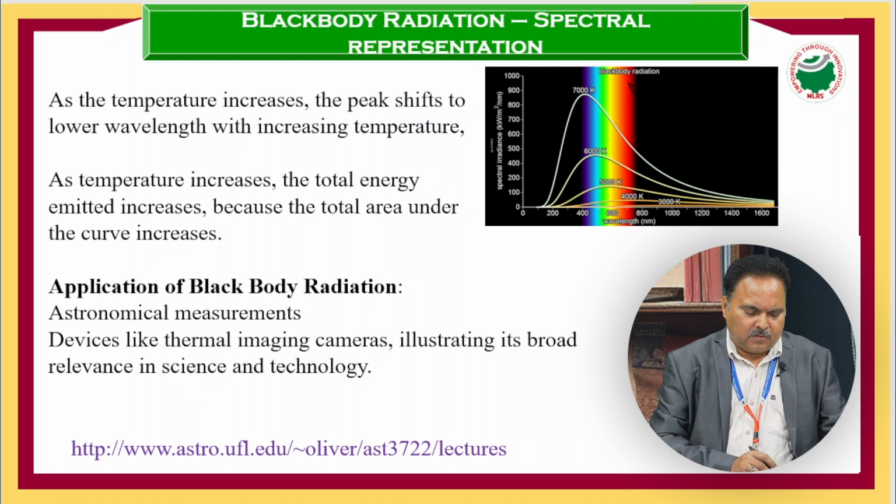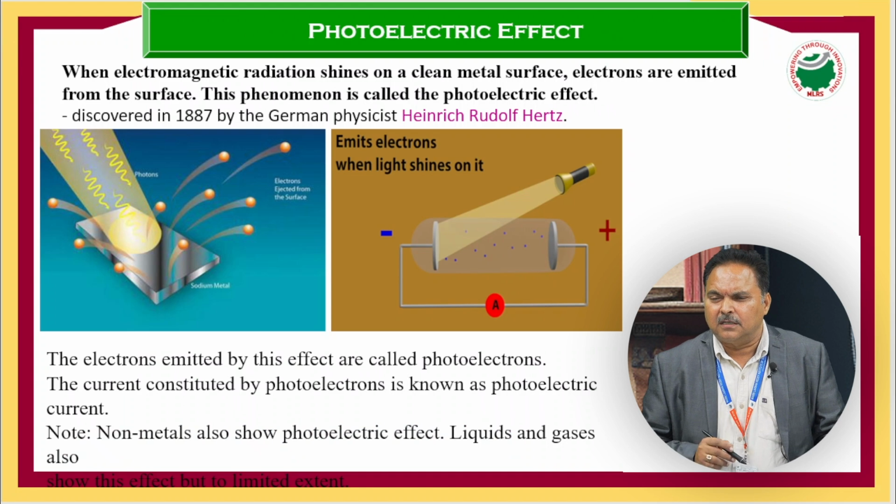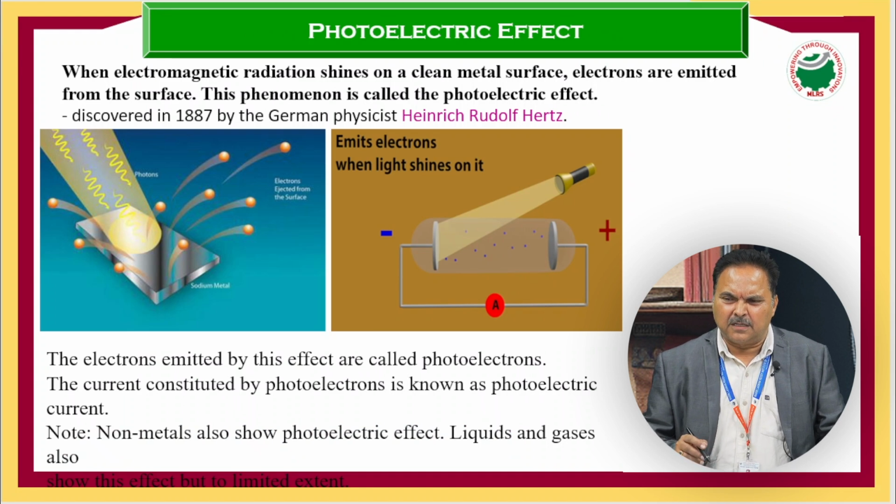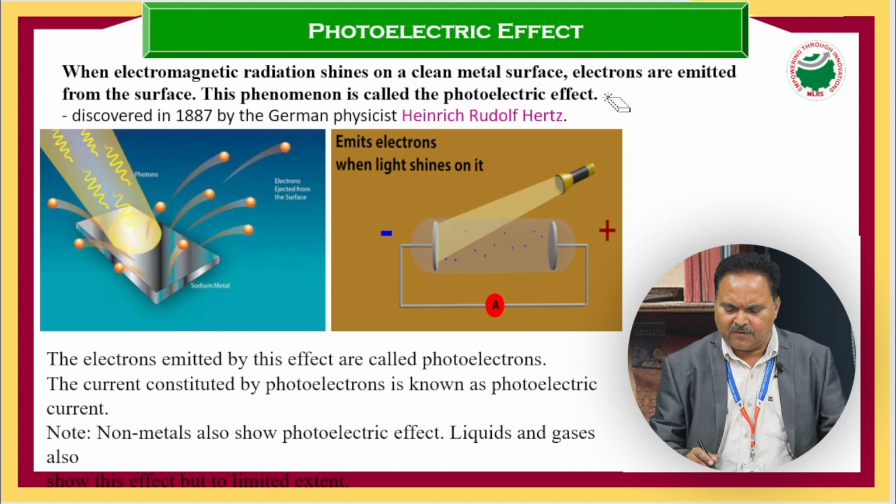Okay, so now there is a second one. The second thing classical mechanics does not explain is the photoelectric effect. We know this from earlier also: when electromagnetic radiation shines on a clean metal surface, electrons are emitted from the surface. This phenomenon we call the photoelectric effect. Whenever current comes through this phenomenon, we call it a photocurrent.